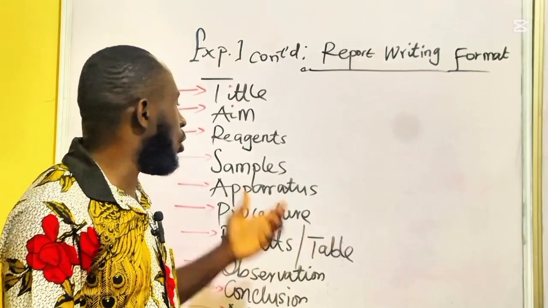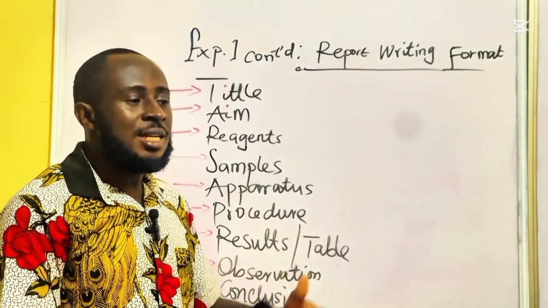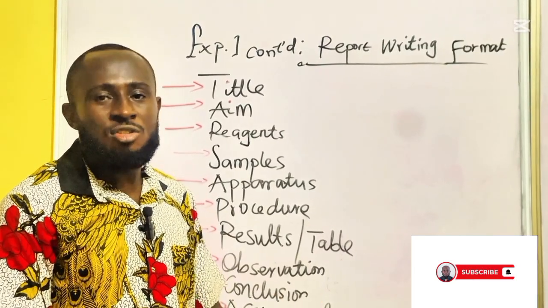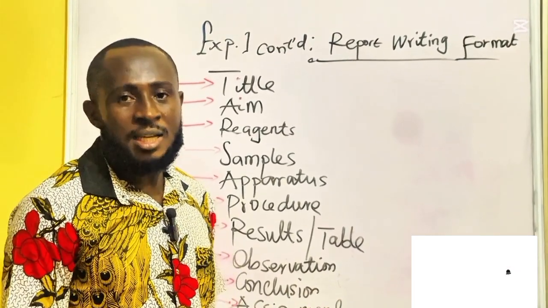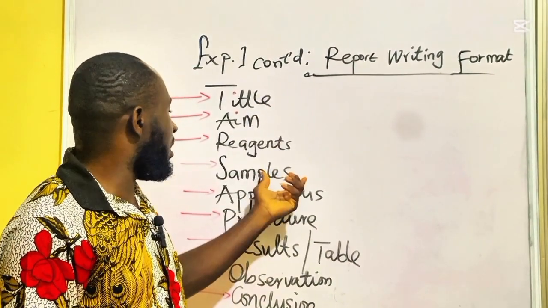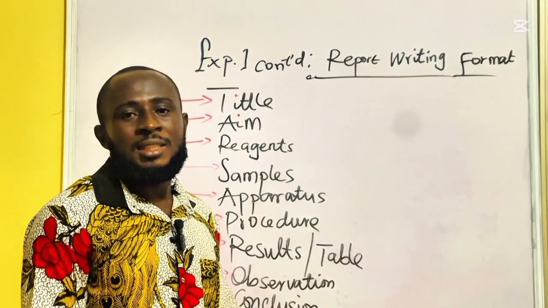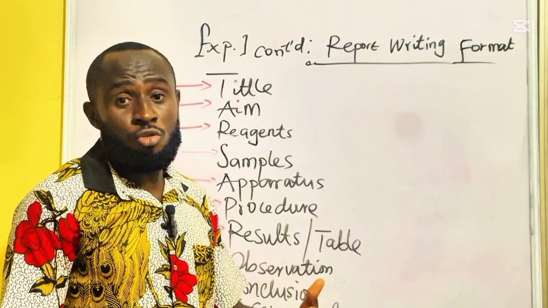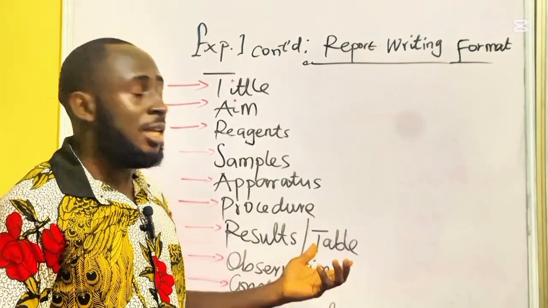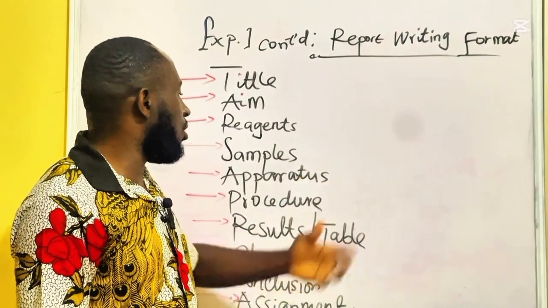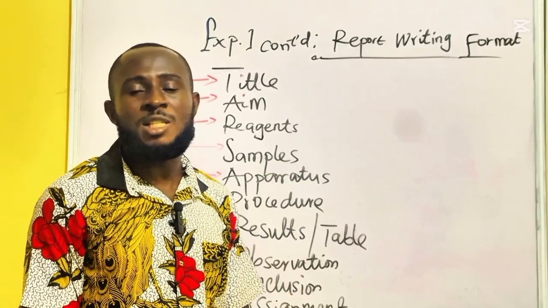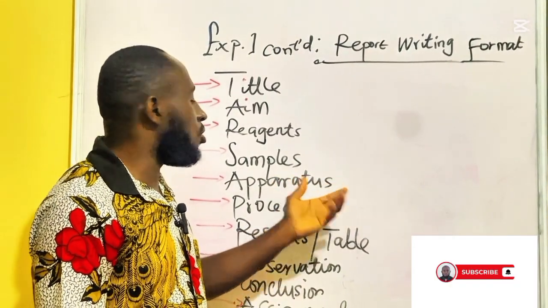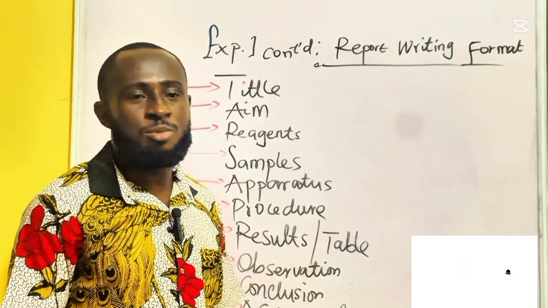So samples is what you're working on, the materials you're trying to work on to find out the results that you have desired in the end. That is the samples. Apparatus, these are the materials, vessels and non-vessels, that you use in the lab. You have to state all the apparatus you use, so that anybody that wants to carry out this same experiment, using your apparatus, will produce the same result that you have produced.